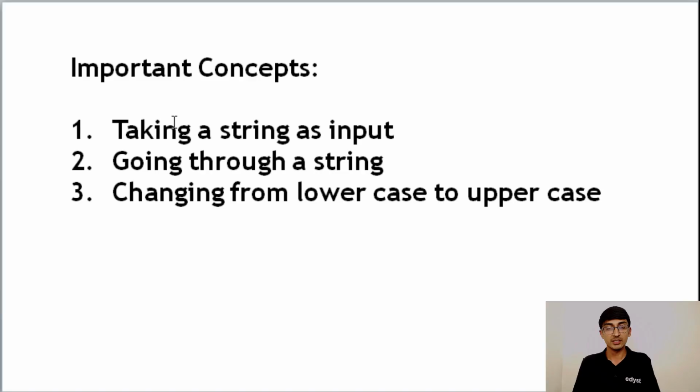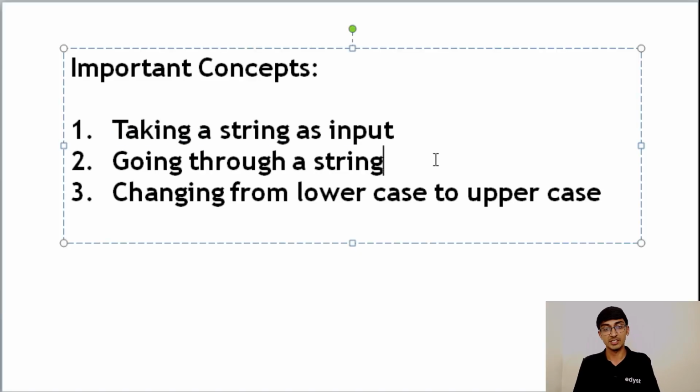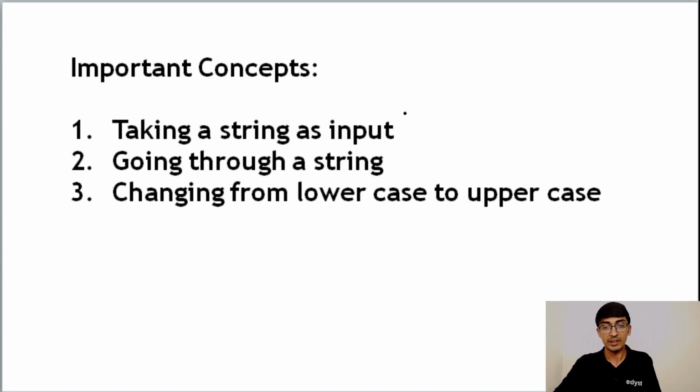What's the first thing that they're expecting us to do? The first thing that we're expected to do is take a string as input, and not just one string. We're supposed to take 3 strings as input. So we are supposed to take 3 different strings. We'll define 3 strings, and for each one of them we have to take input.